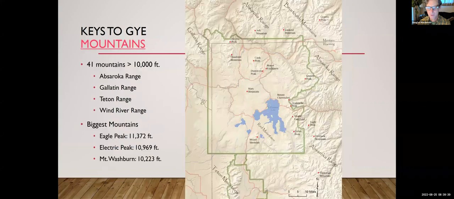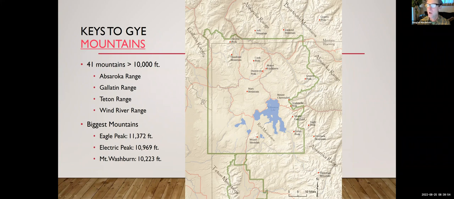In terms of mountains, the biggest mountain is Eagle Peak. That's in the far southeastern corner of Yellowstone. It's actually in the park. It's right on the park boundary. So this is considered to be the biggest mountain in Yellowstone, Eagle Peak at 11,372 feet.